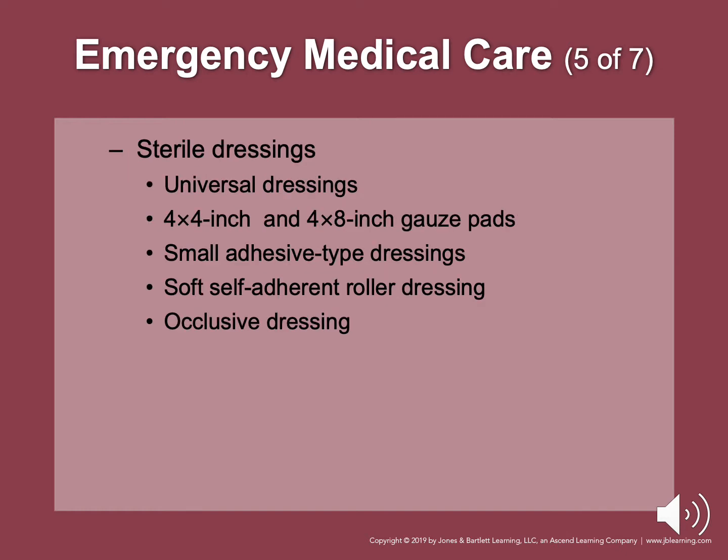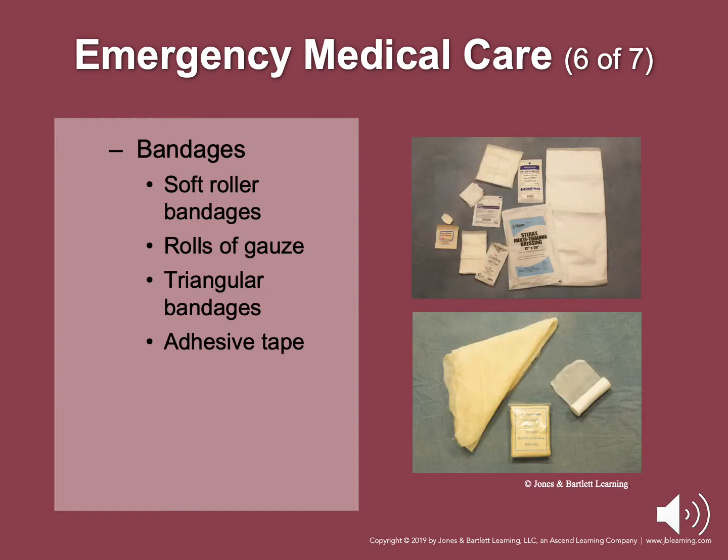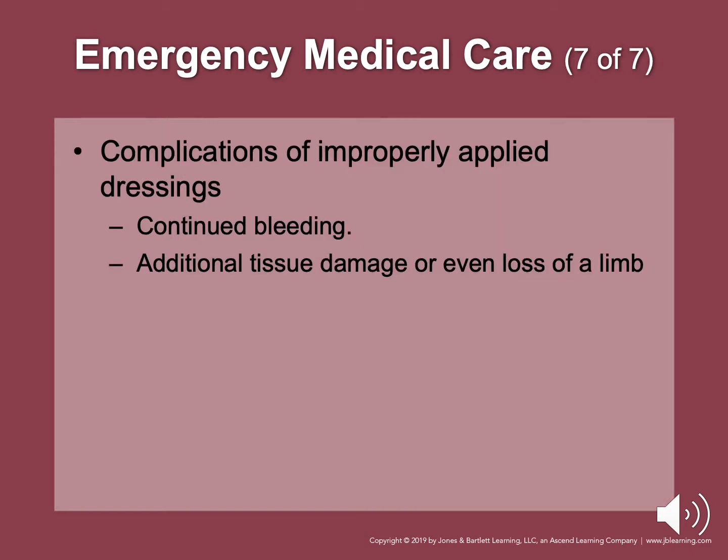There are several types of dressings: universal dressings, 4x4s, 4x8s, gauze pads, small adhesive dressings, soft self-adherent roller dressings, and occlusive dressings. Bandages include soft roller bandages, rolls of gauze, triangle bandages, and adhesive tape. Complications of improperly applied bandages include continued bleeding, additional tissue damage, or even loss of a limb. Always check the limb distal to the bandage for signs of impaired circulation or loss of sensation.